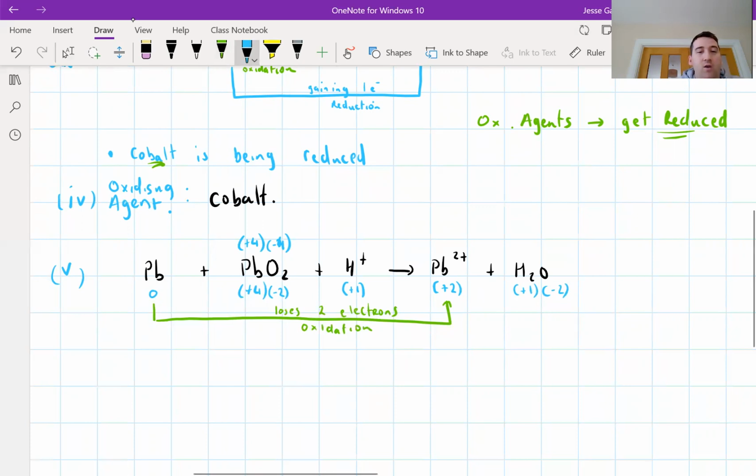All right, with reduction then, we're seeing that the other thing that changes is the other lead. This Pb is going from +4, and it's ending up as +2. So this here is gaining 2 electrons, and that is reduction.